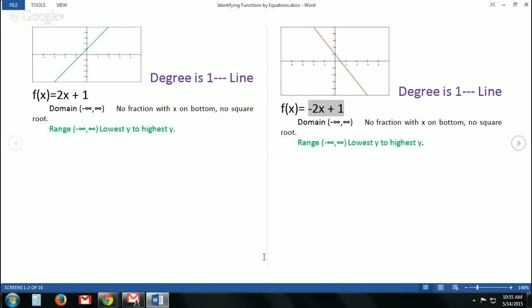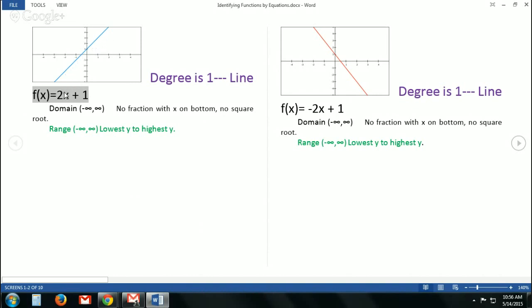We can determine what a picture is going to look like based on the equation that we're given. For instance, let's look first at f of x is equal to 2x plus 1. Notice that this has a degree of 1, a highest exponent understood here to be 1. Whenever something has a degree of 1, the shape that we're going to get is going to be a line, and here you can see the picture drawn for us.